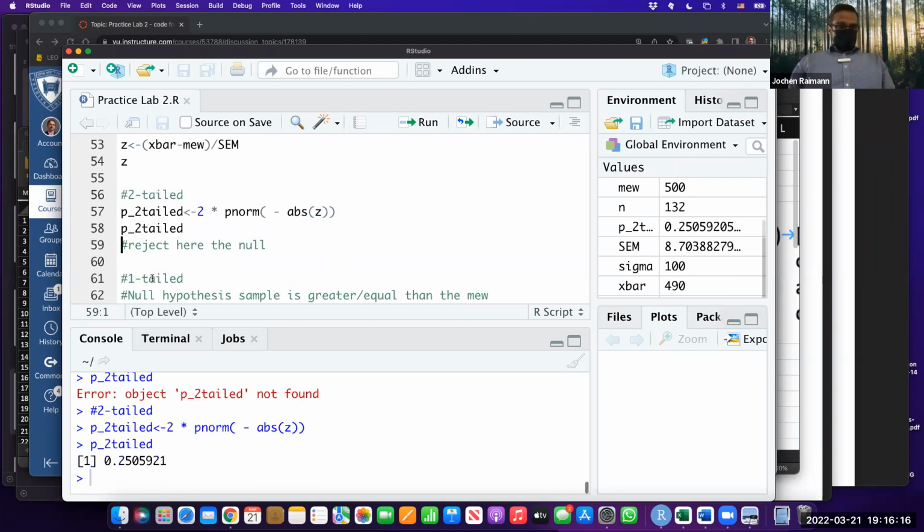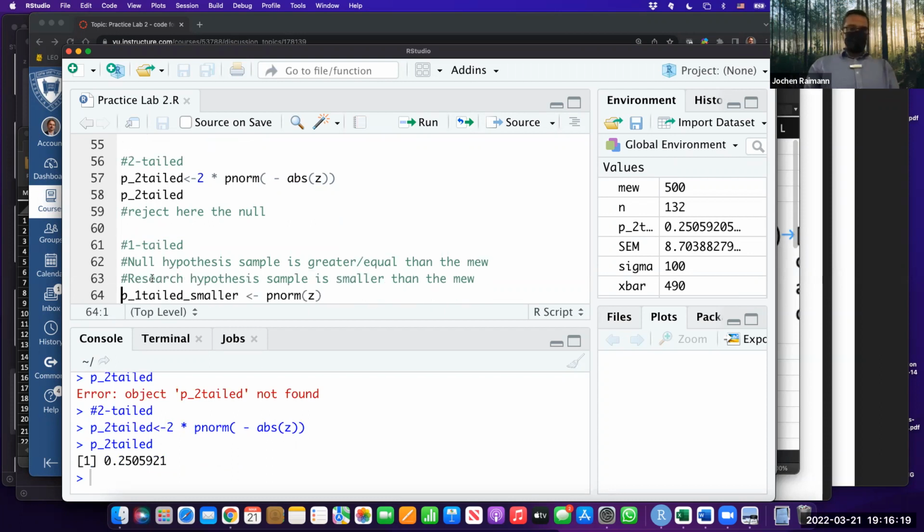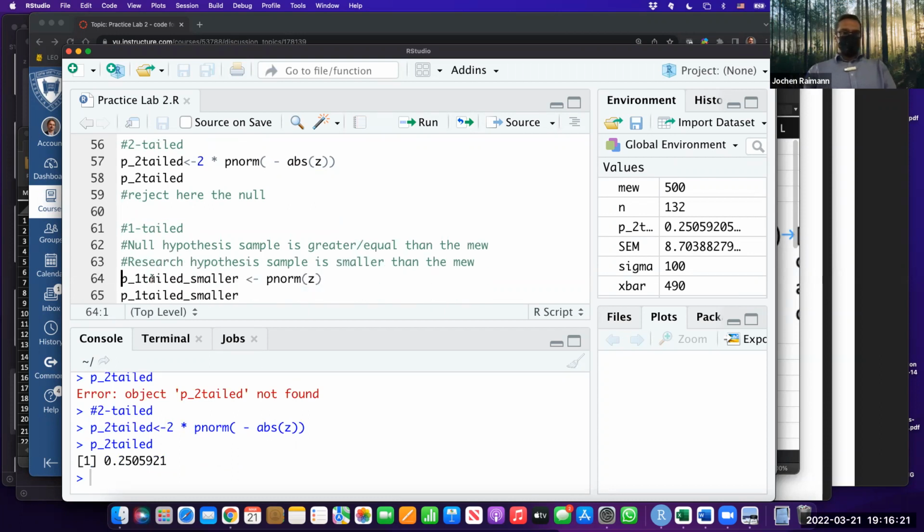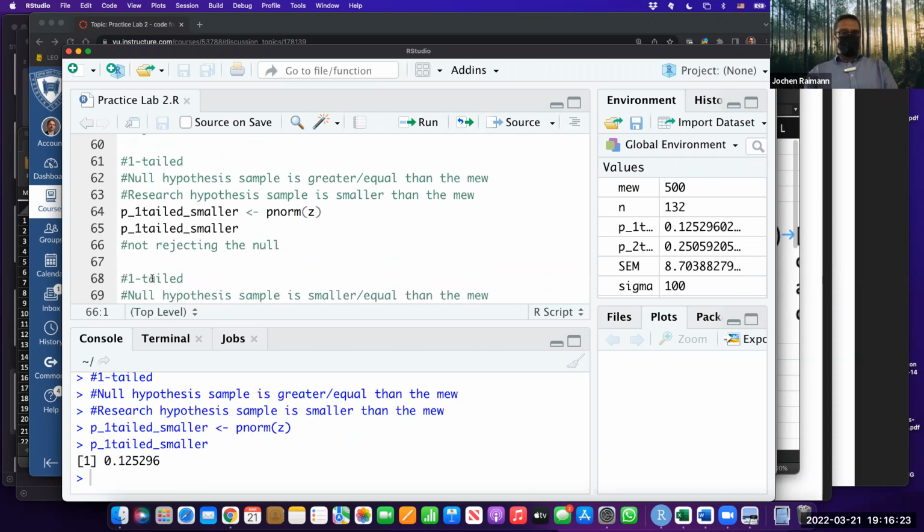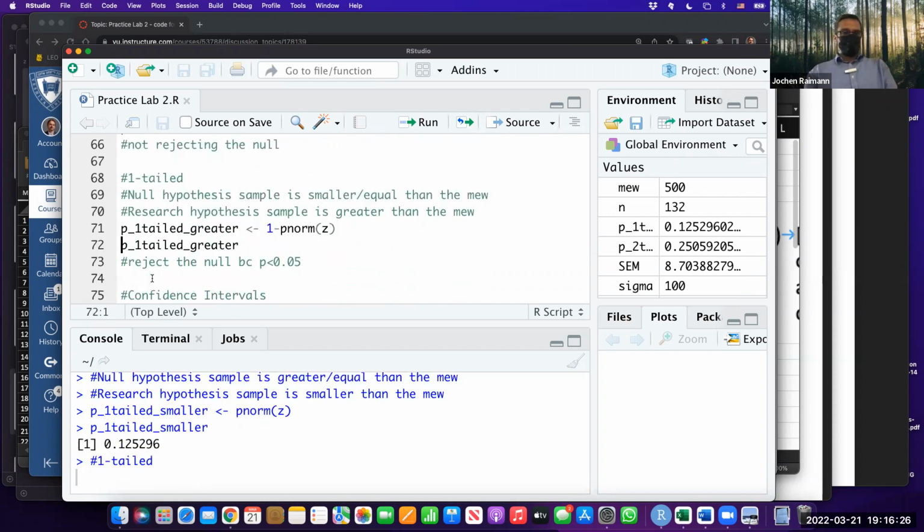So P2 tailed is now 0.25. And if we do the same exercise with a one tail test, we get here again the 0.13.